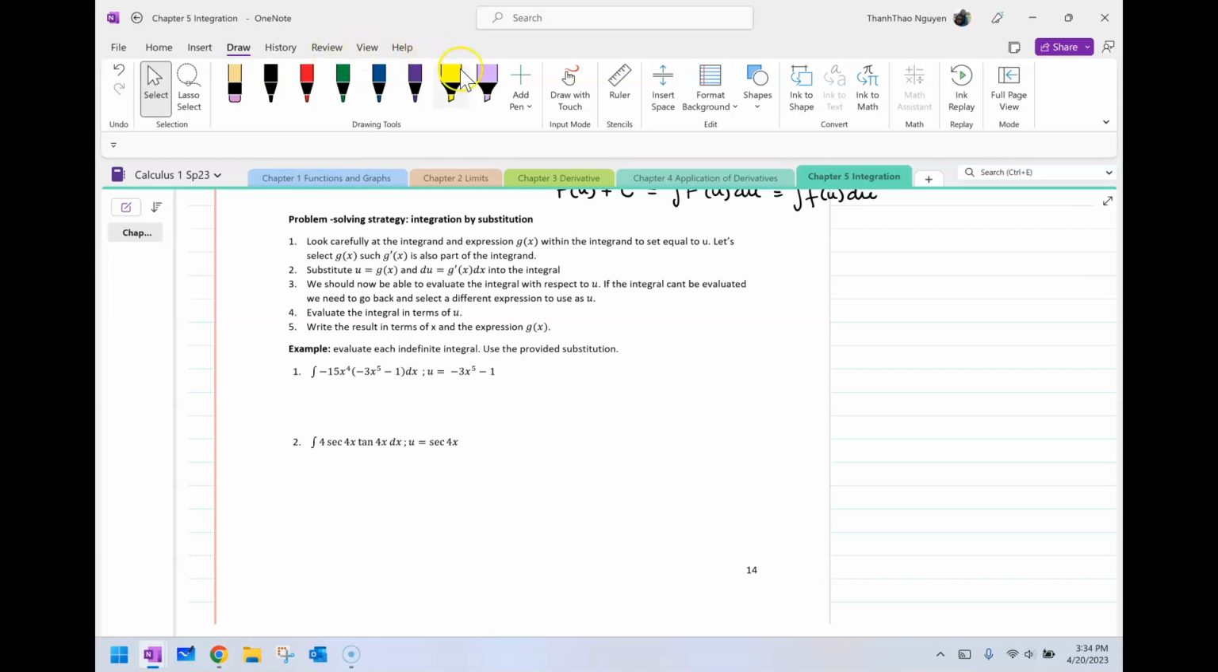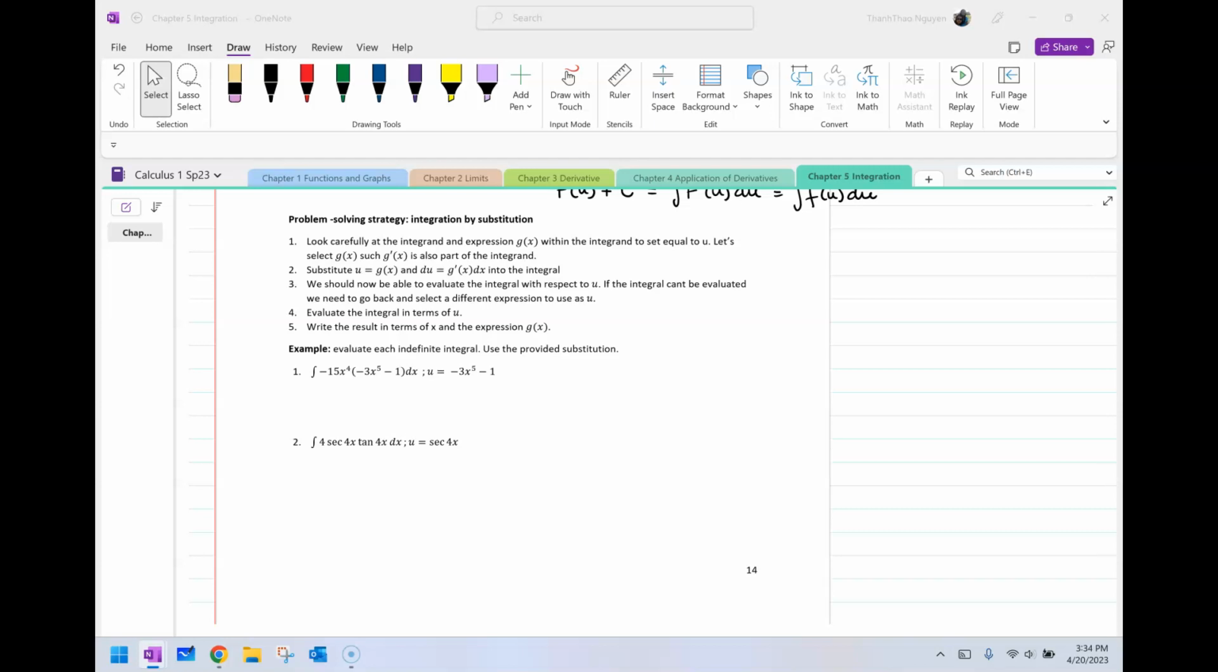Substitute into the integral. We should now be able to evaluate the integral with respect to u. If the integral cannot be evaluated, we need to go back and select a different expression to use as u. Now, sometimes we need to do more than one substitution to get our answer. So let's try this.